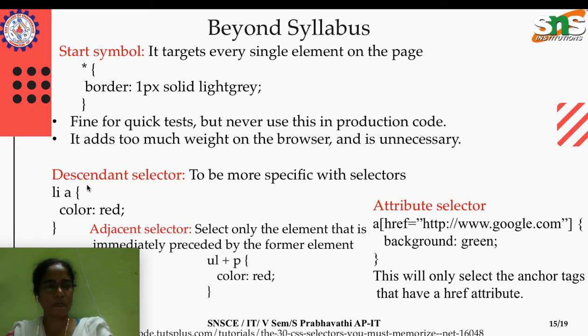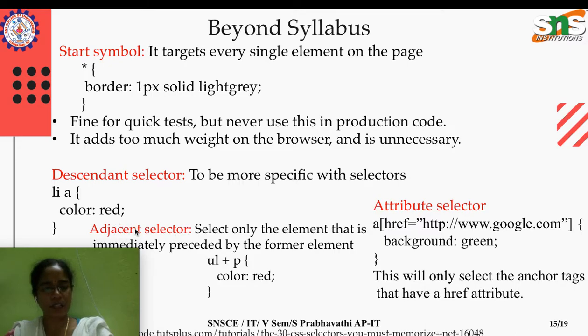This is the star symbol. I think I misspelled it over here, please correct it. Now the descendant selector. A descendant selector means the elements should follow in that order, to be more specific. Previously we have seen the anchor, but in this example, only the anchor present inside the li element gets this style, not all anchor elements. So the color of the anchor inside the list item alone has been changed to red.